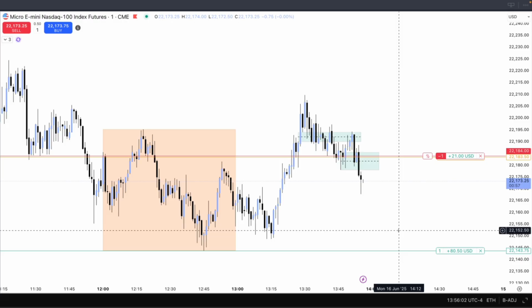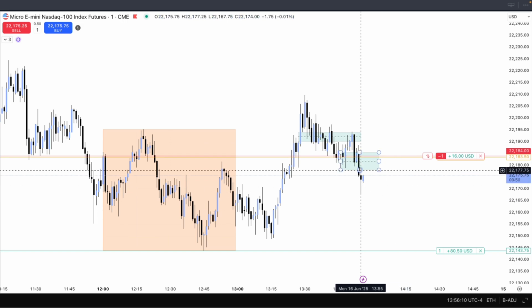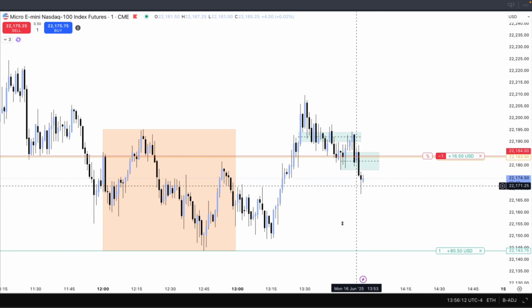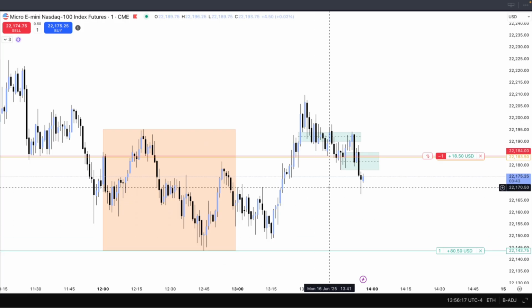I sold a little early, but again, it's a Monday. Price wasn't really accelerating how I wanted to see it accelerate. You see how the candles are very fickle, you have some down close candles, but you see how it's wicking, it's kind of back and forth. So I think I'd take my profits right around here somewhere.